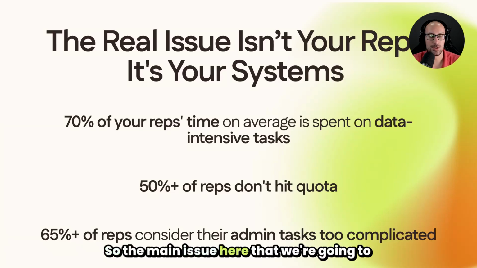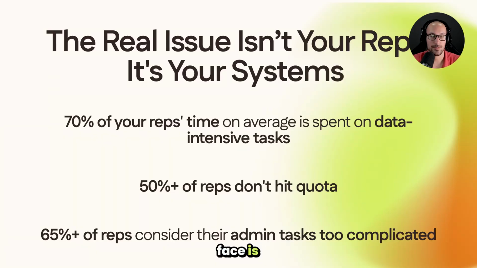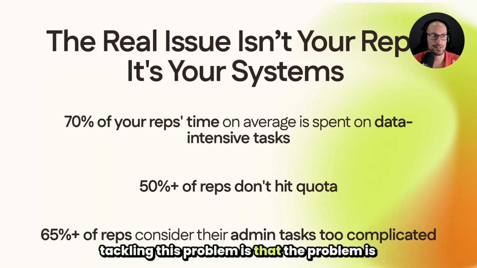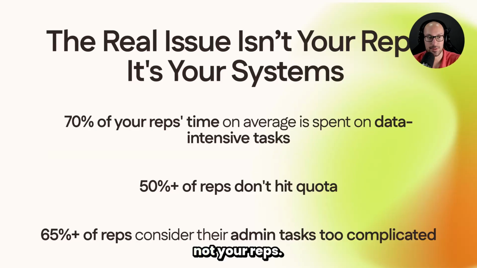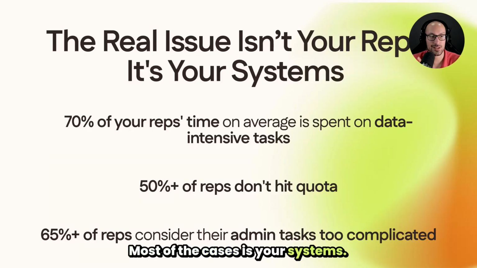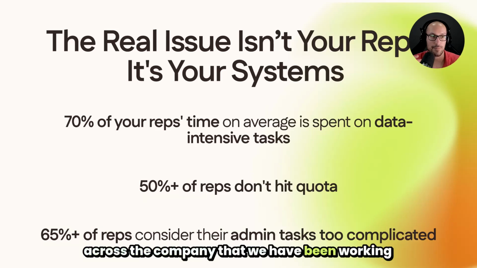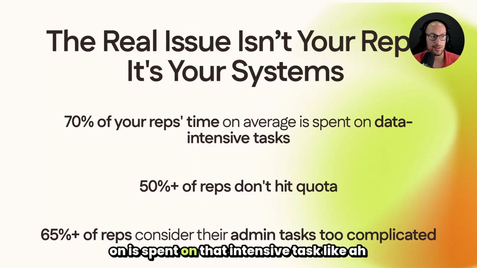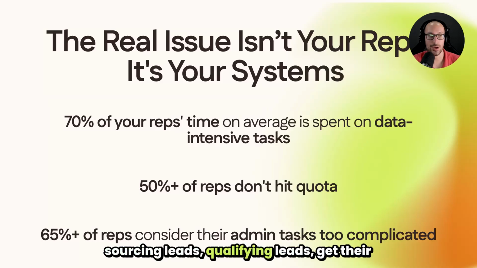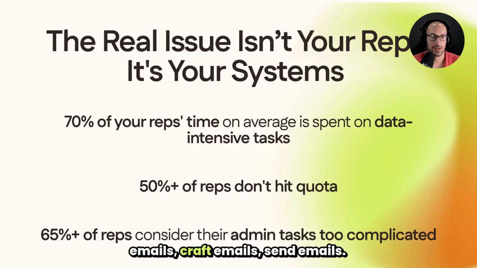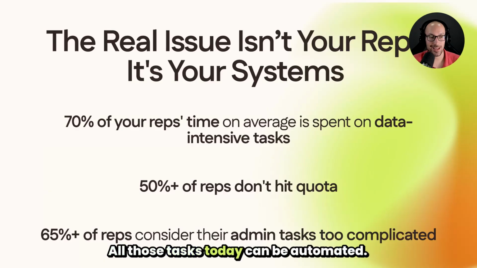So the main issue that we're going to face tackling this problem is that the problem is not your reps. In most cases, it's your systems. 70% of the reps' time, on average, across the companies that we have been working with, is spent on data-intensive tasks like sourcing leads, qualifying leads, getting their emails, crafting emails, sending emails. All those tasks today can be automated.